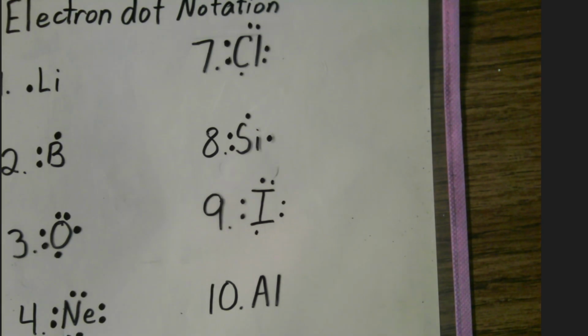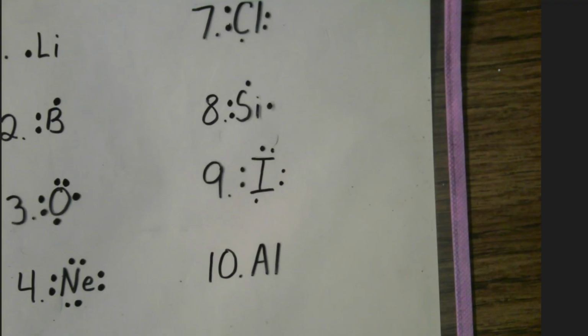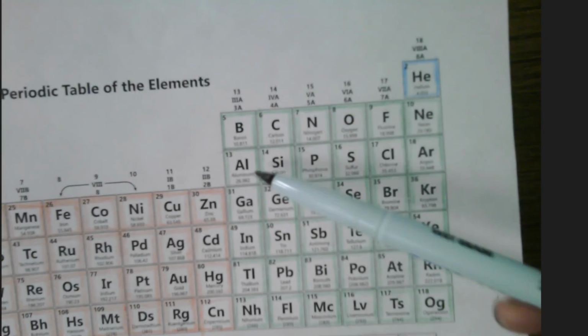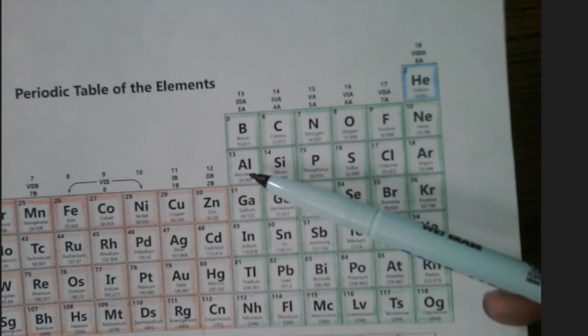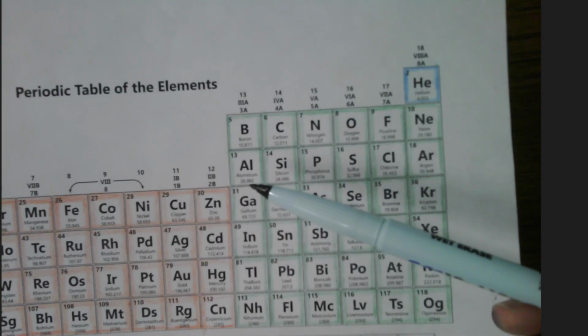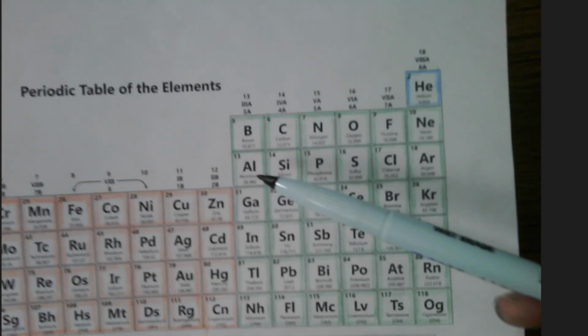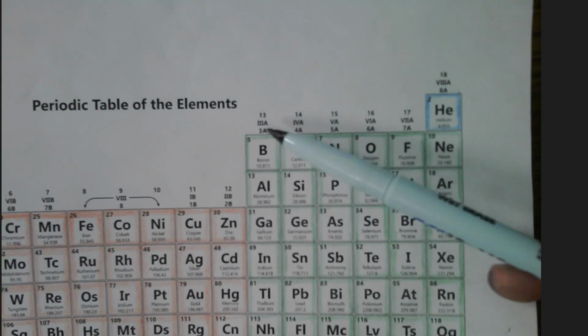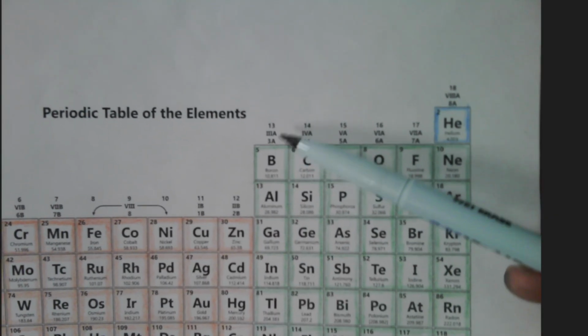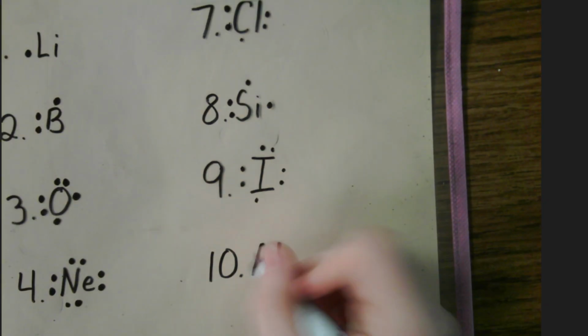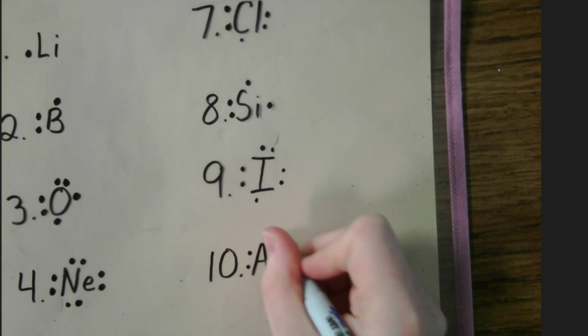There's the electron dot notation for iodine. And last but not least, for this part anyway, we have aluminum. Aluminum is number 13 on the periodic table. It has 13 electrons, but we're looking at the valence electrons. It's part of group 3, 3A or 13. So it's going to have 3 valence electrons. 1, 2, 3.